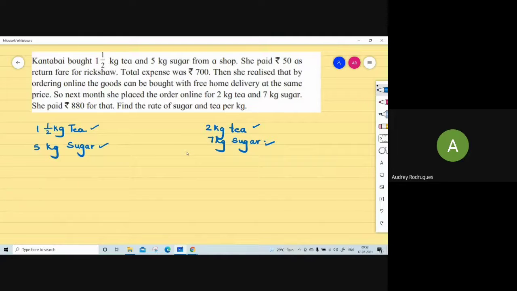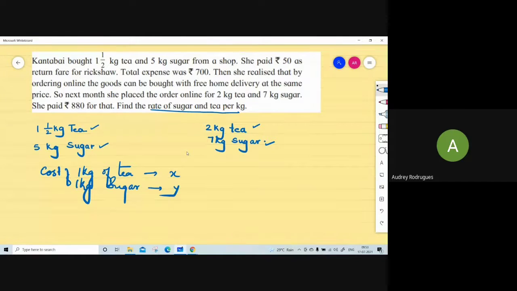So let us assume the cost. Actually, we need to find the rate of sugar and tea, correct? So if we consider tea and sugar as the basic here mentioned, let the cost of 1 kg of tea be X and sugar Y. Okay. Now 1.5 kg tea, 5 kg sugar. 1.5 kg means 1.5 into X.